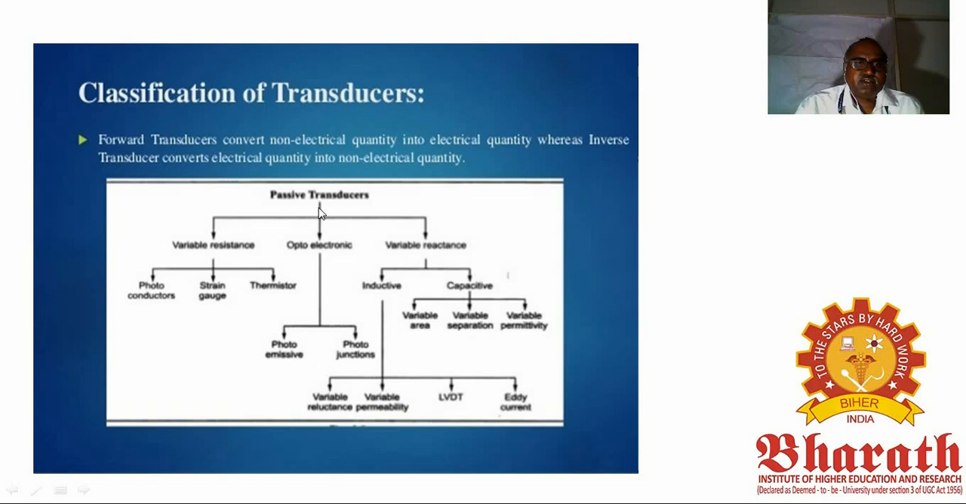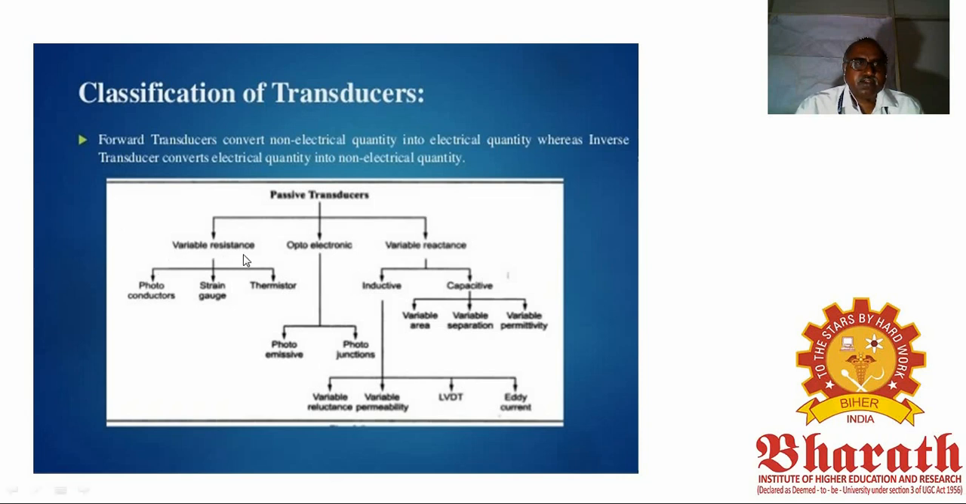The transducers, especially the passive transducers, are classified into variable resistance transducers and variable reactance transducers. Another important division of passive transducers is optoelectronic transducers.